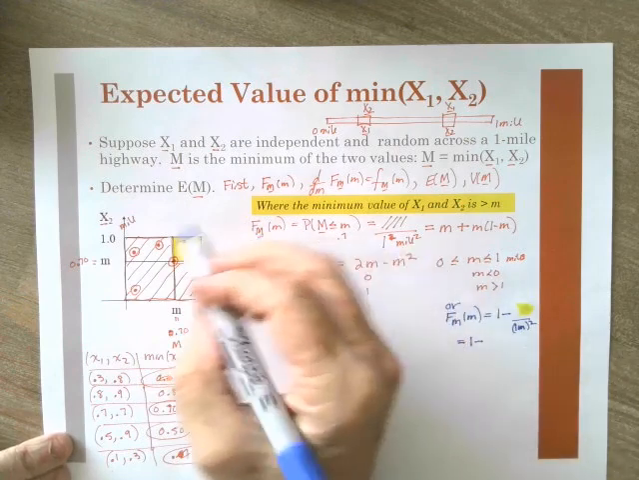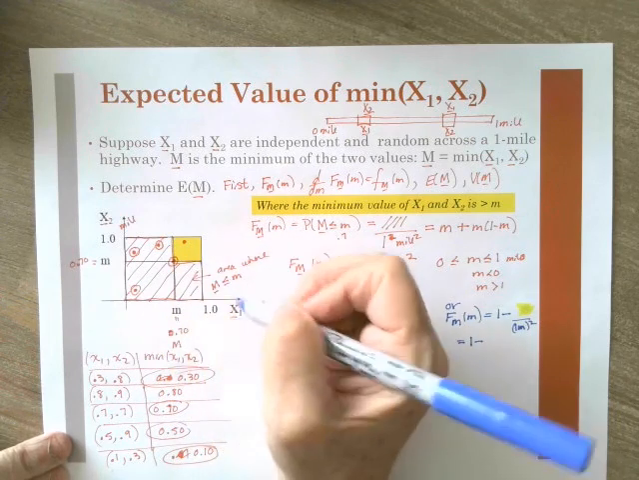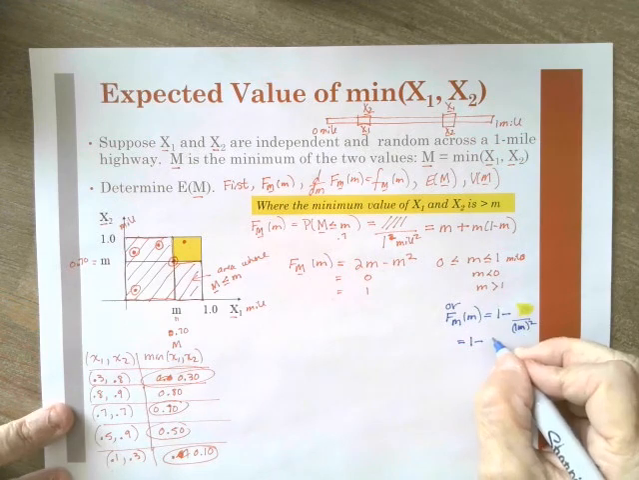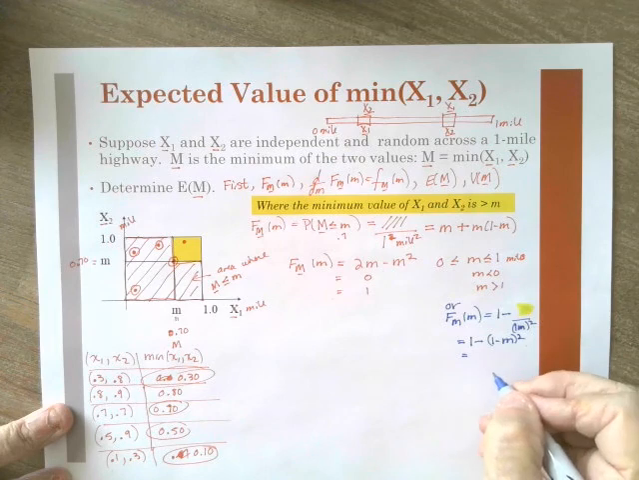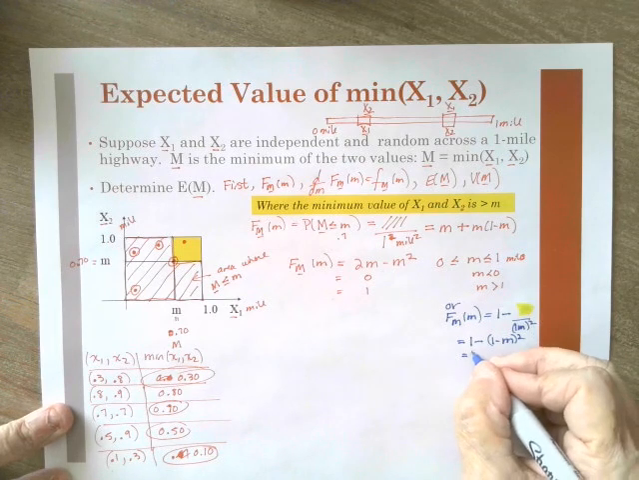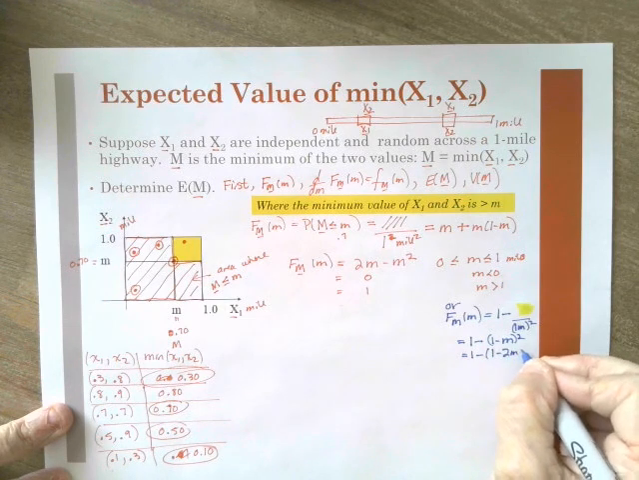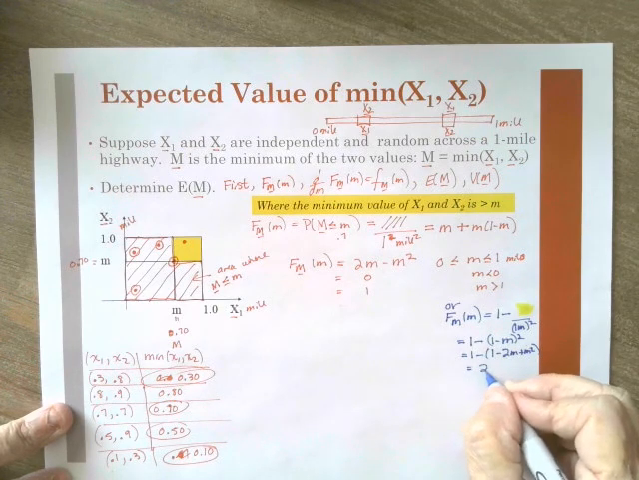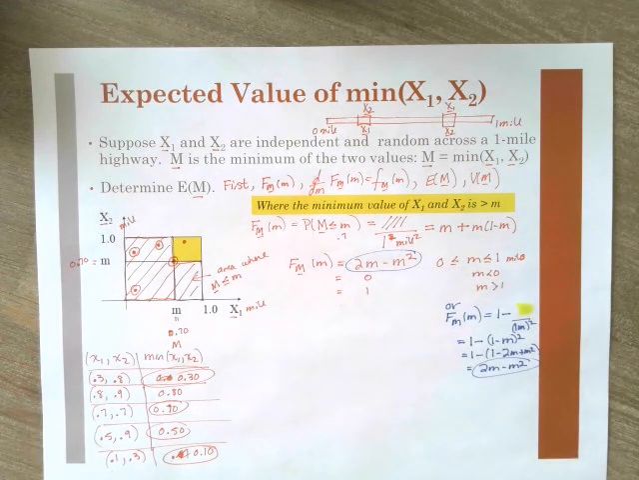So if I do that, I would get 1 minus, and what's the area of this yellow? Well, it's a square actually. This piece here is 1 minus m, and this piece here is 1 minus m. So I would have 1 minus (1 minus m) squared, and lo and behold, if you do the math, you'll have 1 minus (1 minus 2m plus m squared). And what does that work out to be? It ends up being 2m minus m squared, which is exactly what we got the other way. So there's a couple ways to skin that cat.